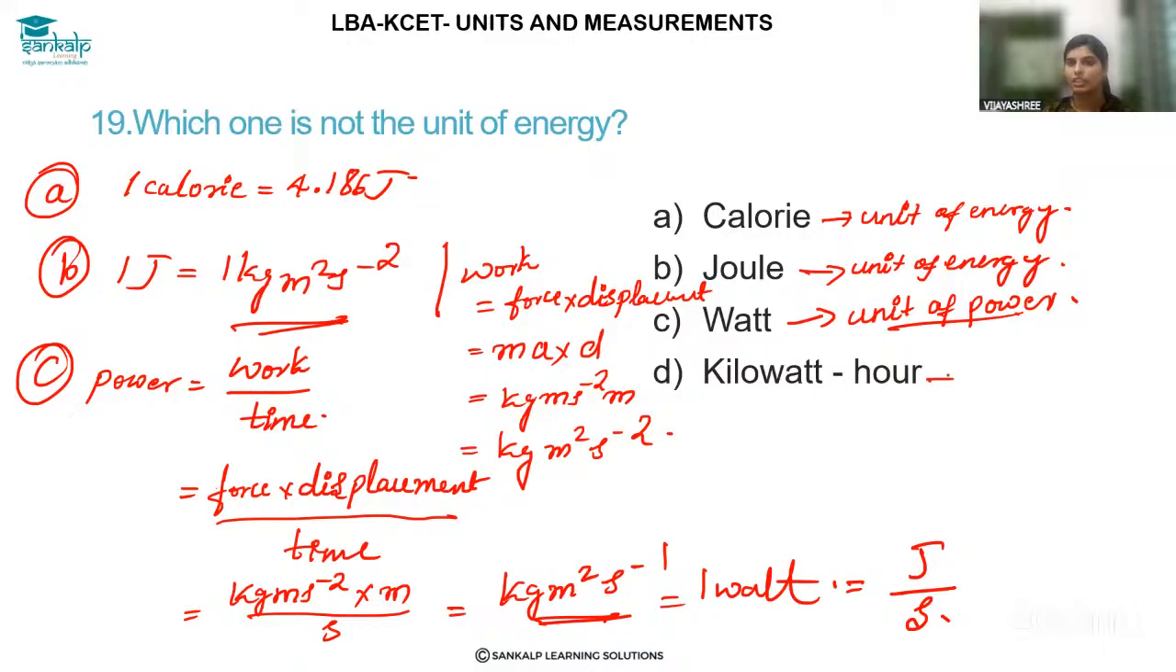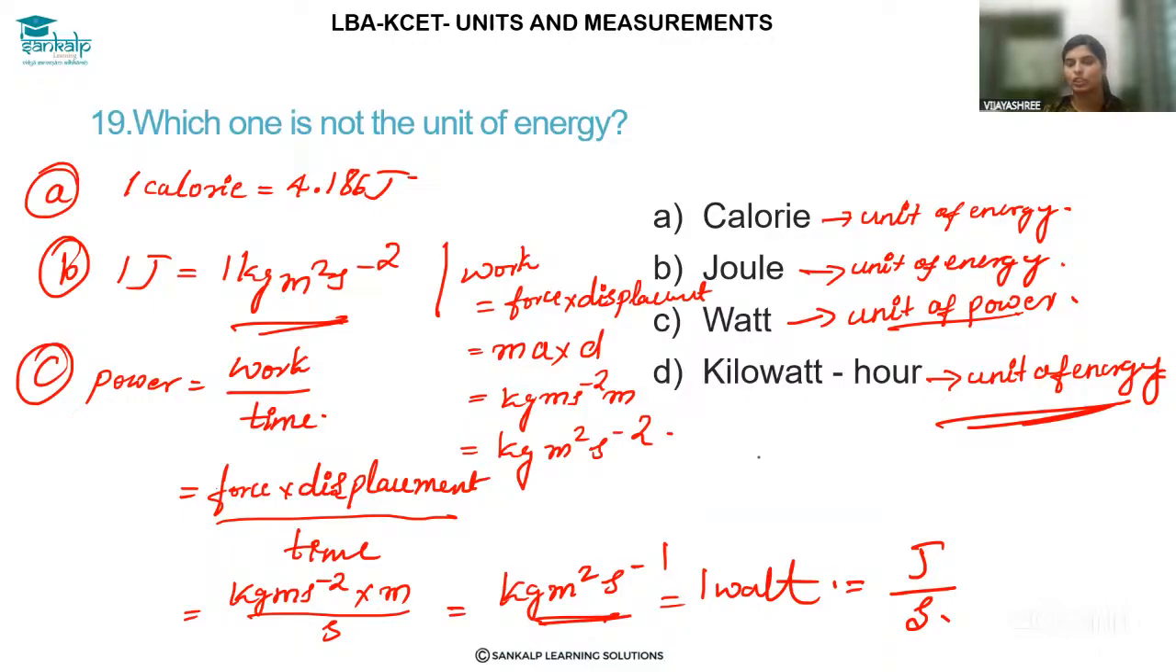Kilowatt hour is a unit of energy only. Okay, kilowatt hour is nothing but a unit of energy only.